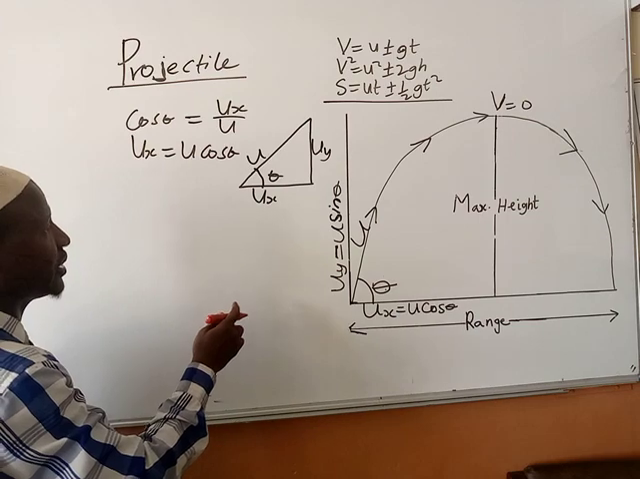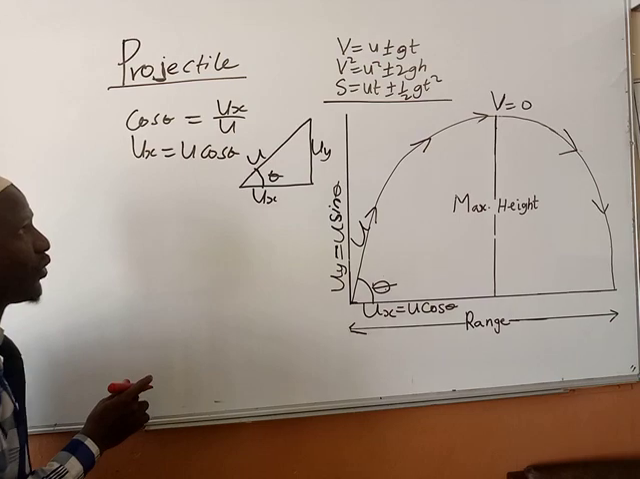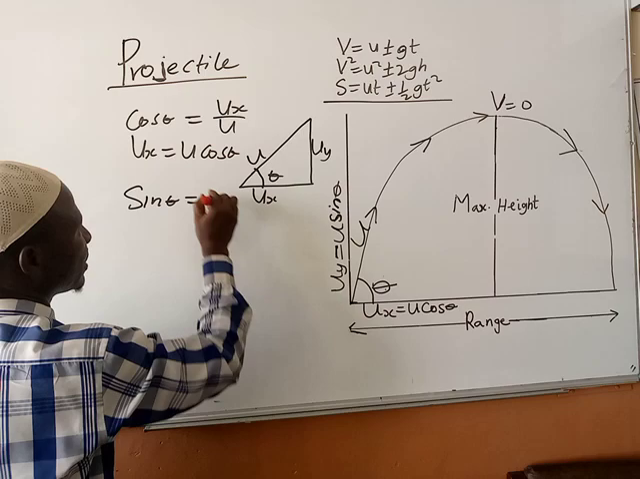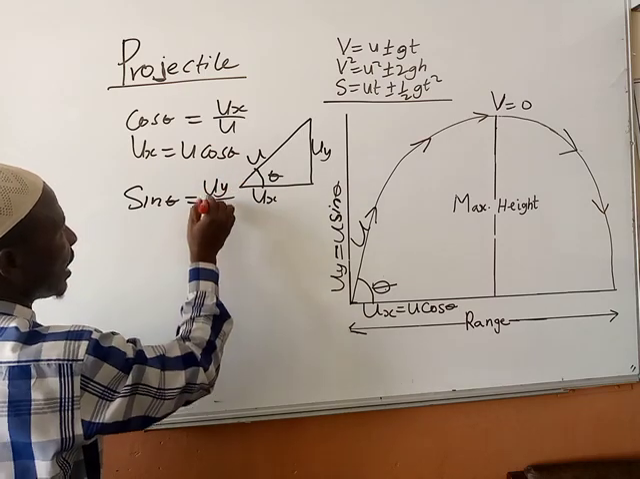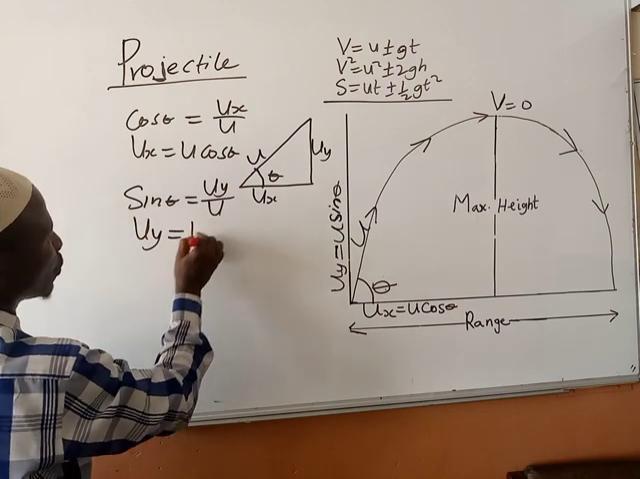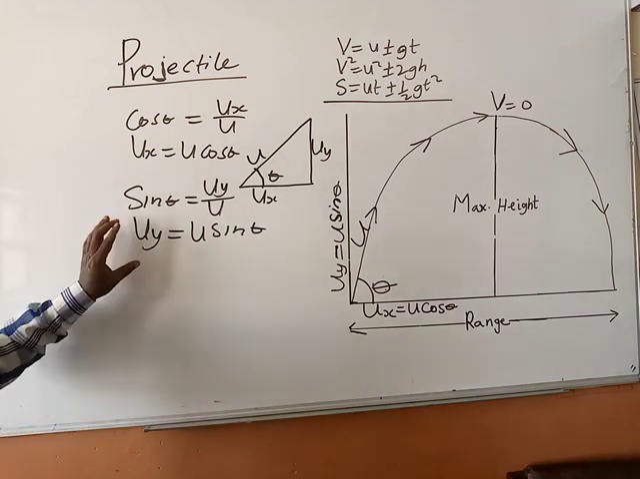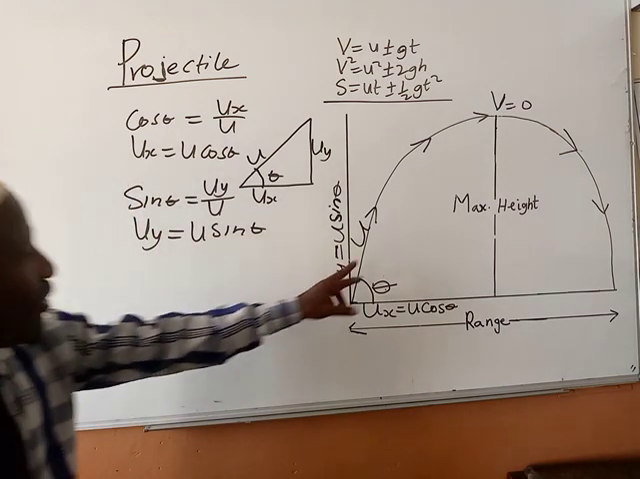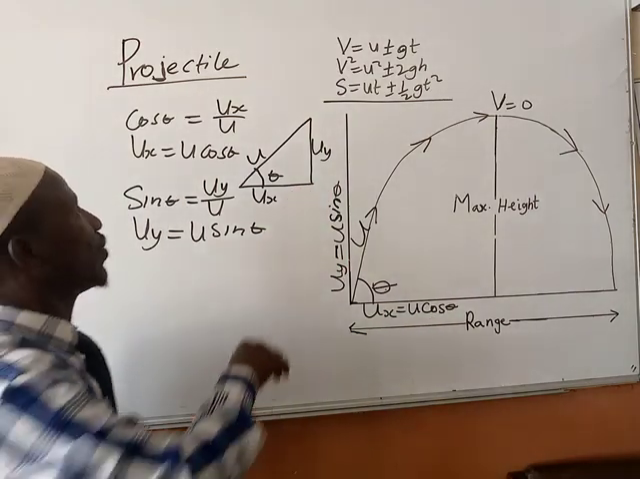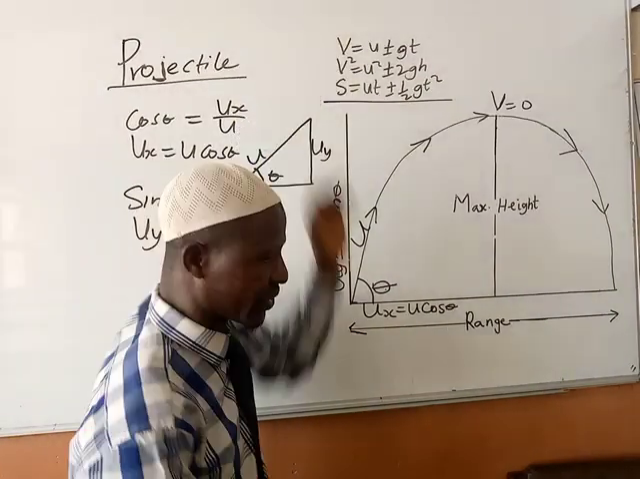Now for the vertical component, we use the same thing. In that case, I'm going to combine opposite and hypotenuse, which will give us sin theta. Now sin theta is equal to opposite, that is uy, over hypotenuse u. And cross multiply, we have uy is equal to u sin theta. So whenever we need the horizontal component of initial velocity, we use this. For the vertical component, we use this. And don't forget, I said we are going to link this topic with the previous topic. I'm going to make use of these equations.